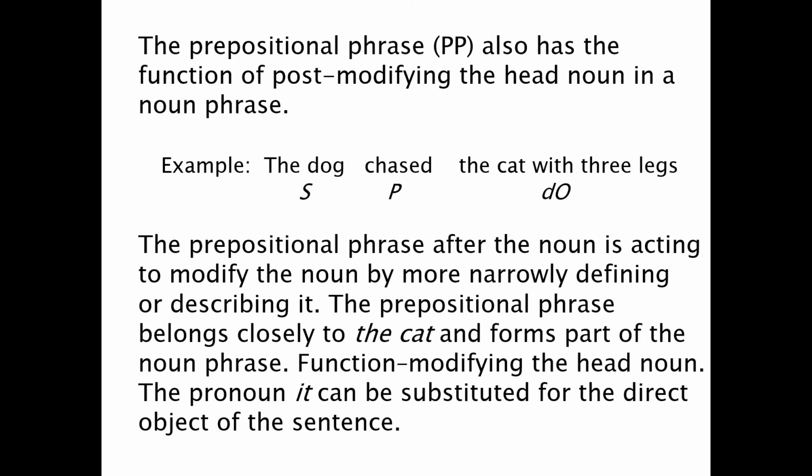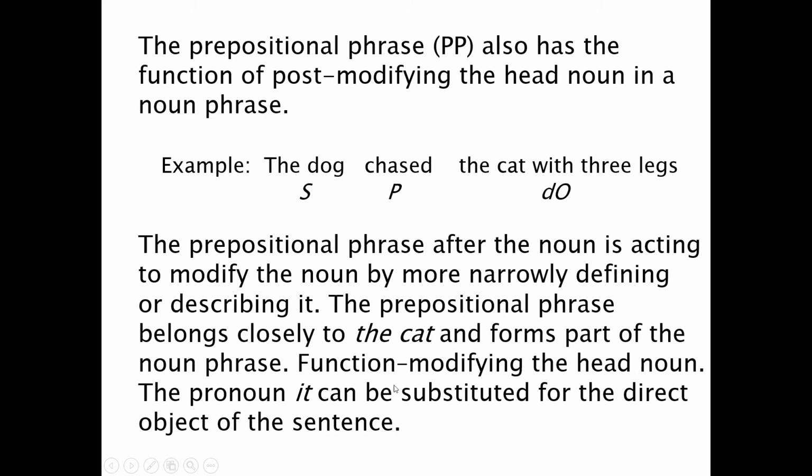If I say, I hit the boy with a stick, or I hit the boy with a tube, then with a tube is a verb phrase, modifying the verb. So hopefully you've got the point. The prepositional phrase belongs closely to the cat and forms part of the noun phrase. Okay, function: modifying the head noun.